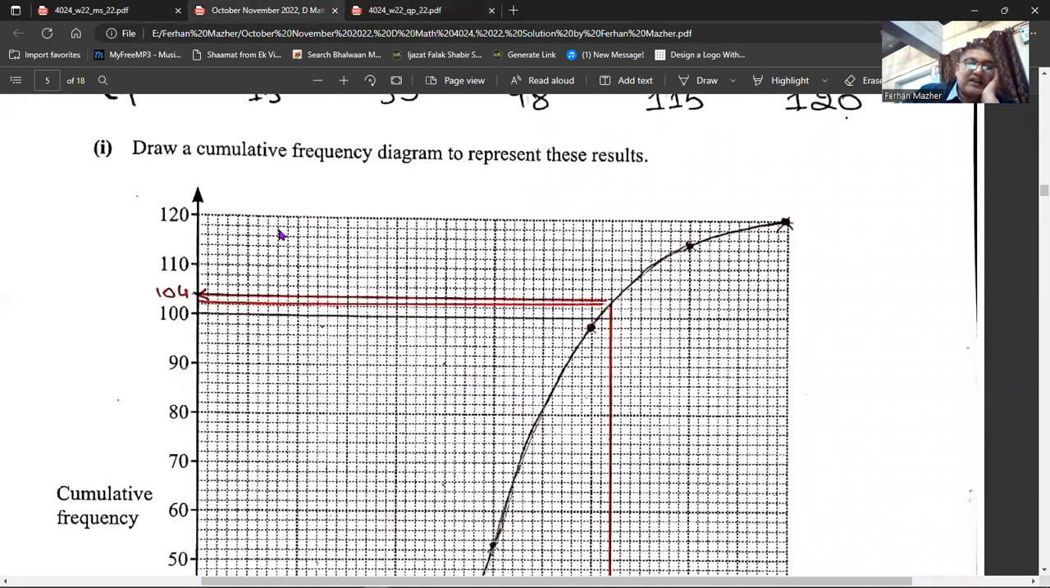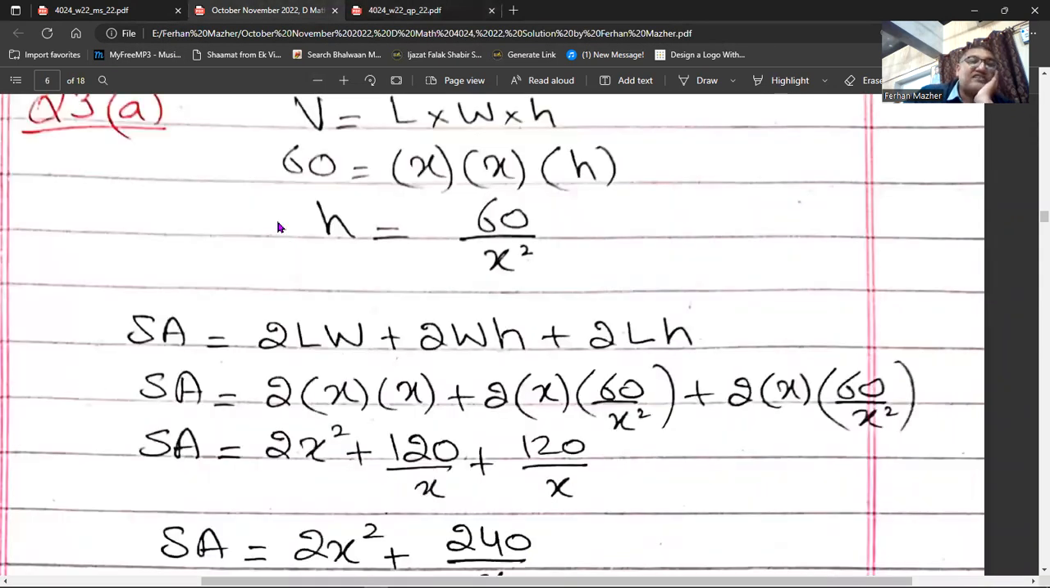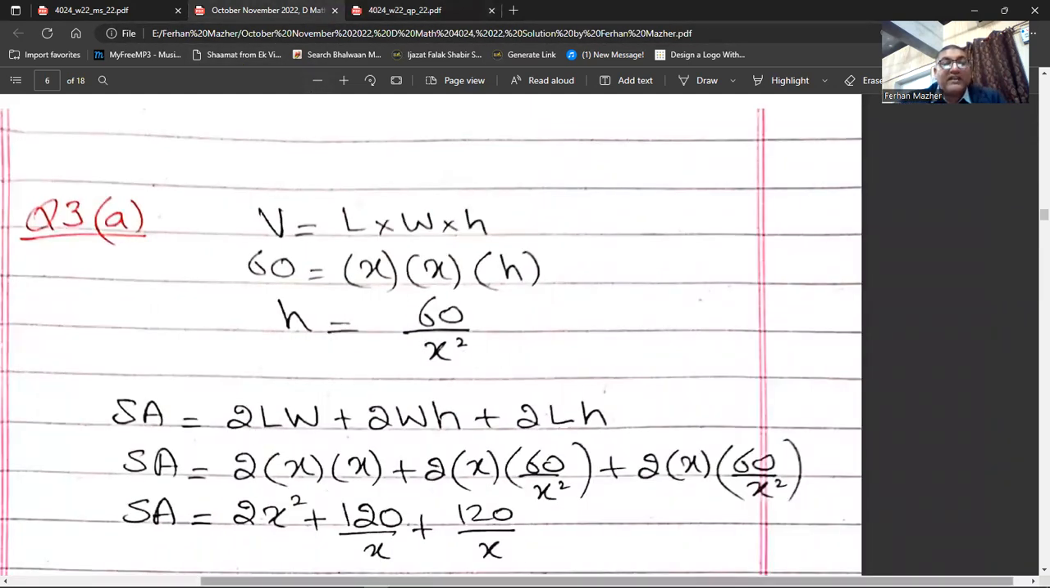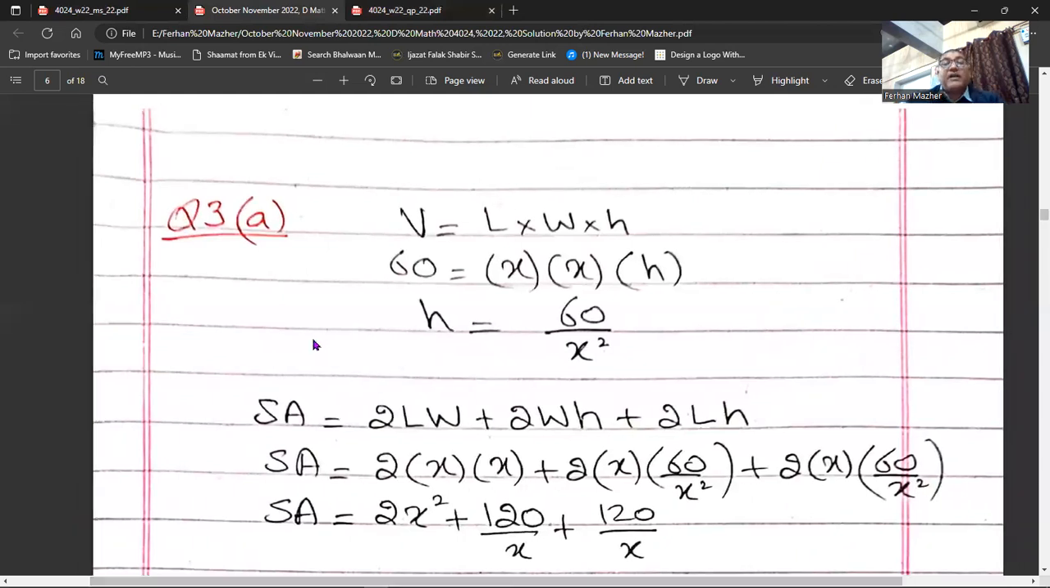Okay, so let me show you. The volume is already given, and they have told us that the volume of this cuboid is 60. Length multiply width multiply height. The length is x, the width is x, the height is h, and the volume is 60. So the h will be equal to 60 divided by x square.